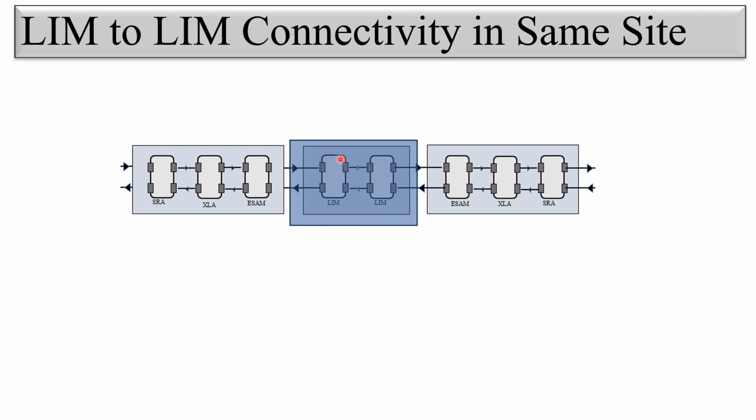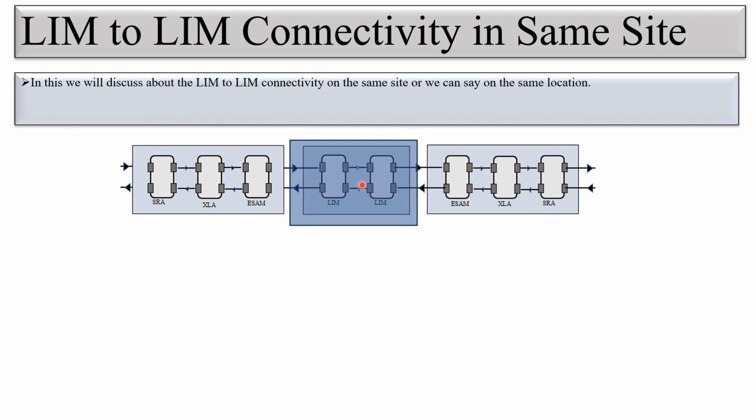You can see here on the same side, these two limbs are connected to each other. We will discuss how these limbs are connected, and what ports are connected with each other. So in this, we will discuss limb to limb connectivity on the same side, or we can say on the same location. Here you can see both the limbs are on the same location. That's why we are saying limb to limb connectivity on the same side.